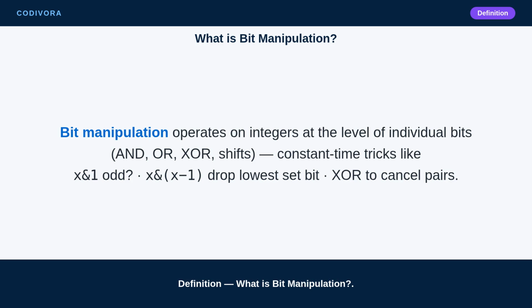Bit manipulation works on integers one bit at a time using AND, OR, XOR, and shifts. It gives constant time tricks: x & 1 tests odd. x & (x - 1) drops the lowest set bit. And XOR cancels pairs, since anything XOR itself is 0. Small toolbox, outsized interview value.